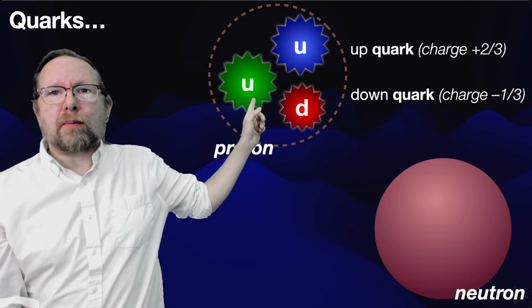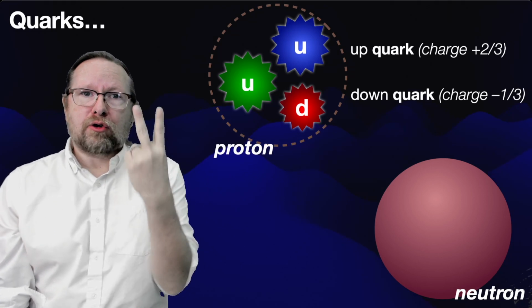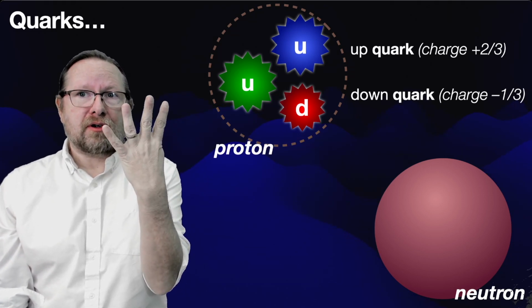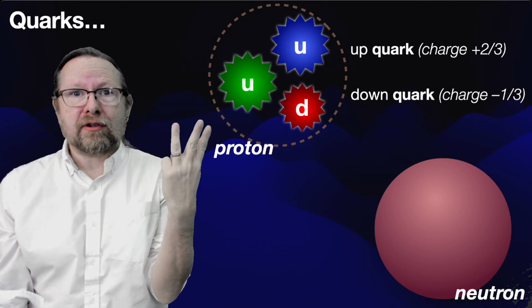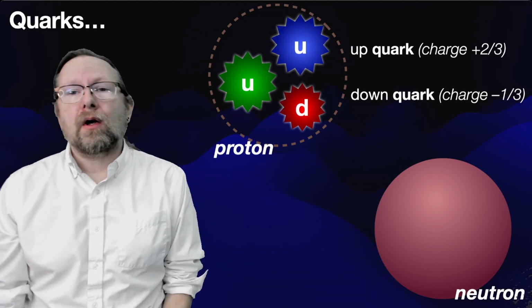And if you look at a proton, it has two ups and a down. What does that make its charge? 2/3 plus 2/3 minus 1/3, that's 3/3, that's 1. Plus 1 is the charge of a proton. So it works. What about a neutron?